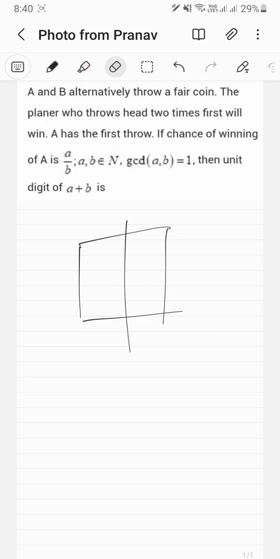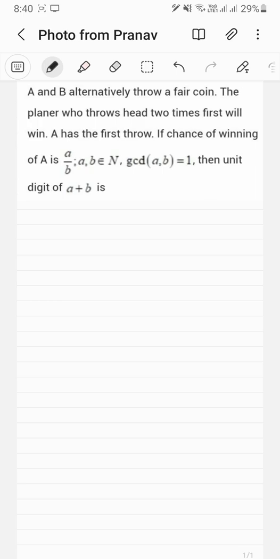But then I realized that because they are taking alternate turns, it will get really complicated because we won't be able to understand which head belongs to which one. So that was not a good idea. Then I thought, okay, you have two people, so maybe if we could use two dimensions, that would be really useful, and that kind of did work. So let me show you what I did.